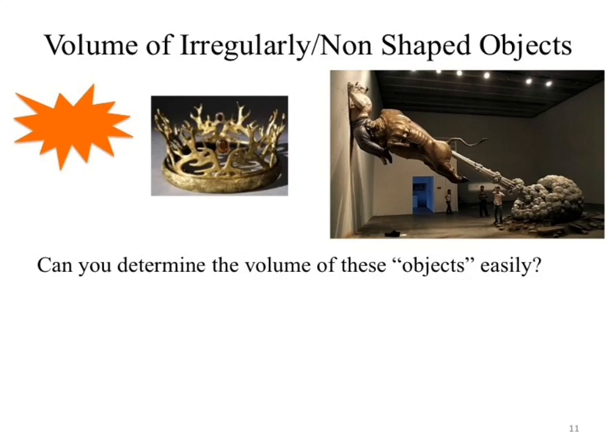What happens if we have an irregularly shaped object? All right. So we got a couple weird shapes floating up here. How can we calculate the volume or even area of those objects easily?